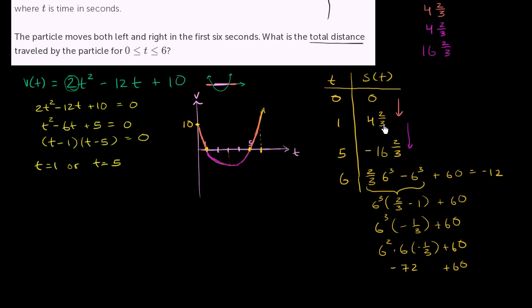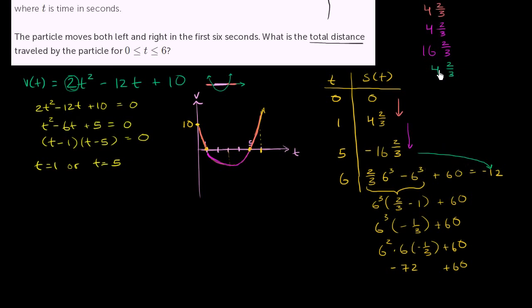Just a reminder, we're 4 and 2/3 to the right now. We have to go 4 and 2/3 to the left to get back to the origin, and then we have to go 16 and 2/3 again to the left. Another way to think about it, the difference between these 2 points is 4 and 2/3 minus negative 16 and 2/3, which is the same thing as 4 and 2/3 plus 16 and 2/3. And then to go from negative 16 and 2/3 to negative 12, you went another 4 and 2/3, now to the right.